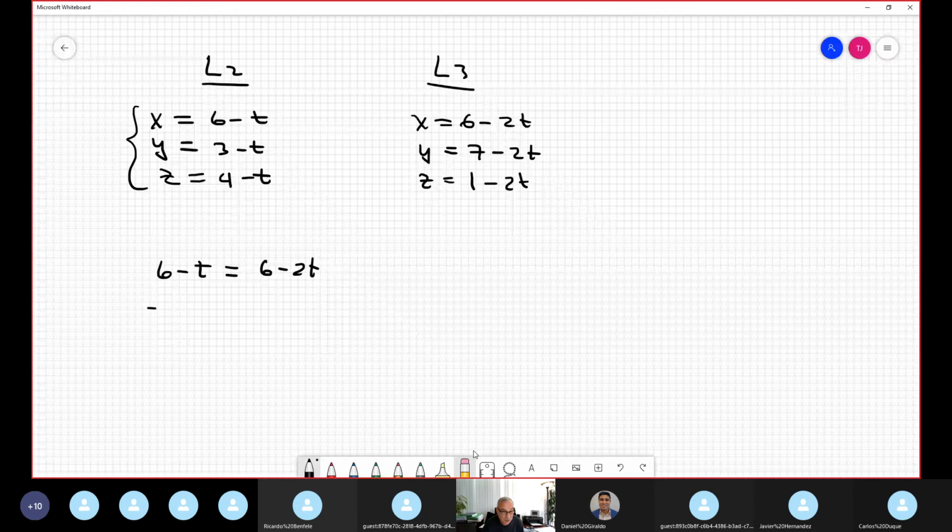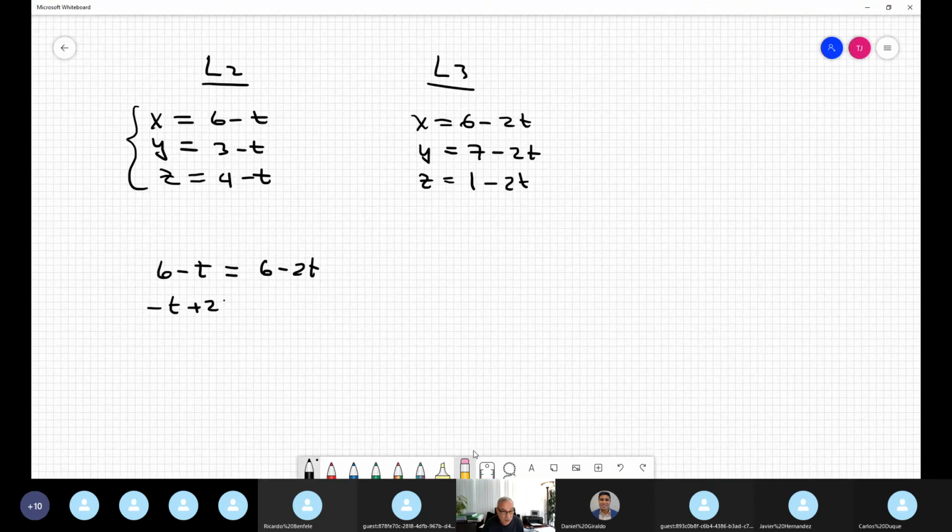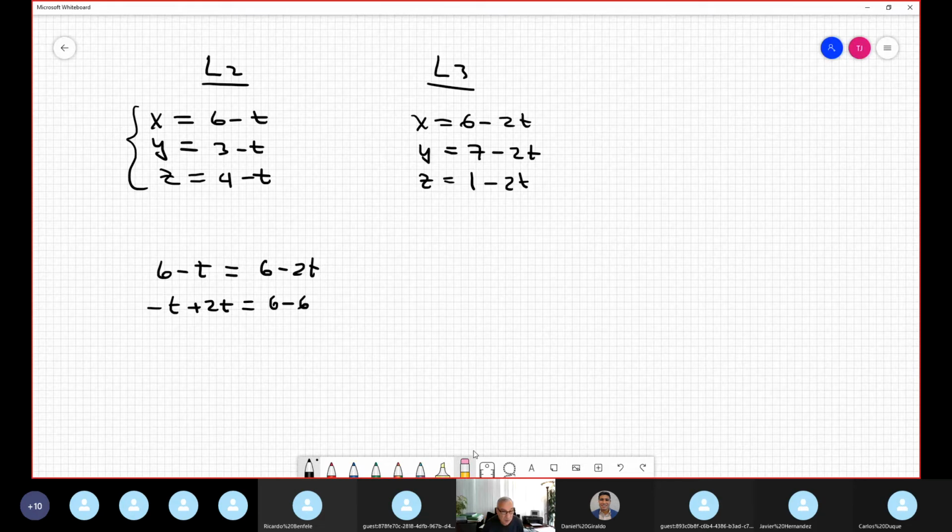Okay, entonces minus t plus 2t is equal to 6 minus 6. Wow, what is that? t is equal to 0. Okay.